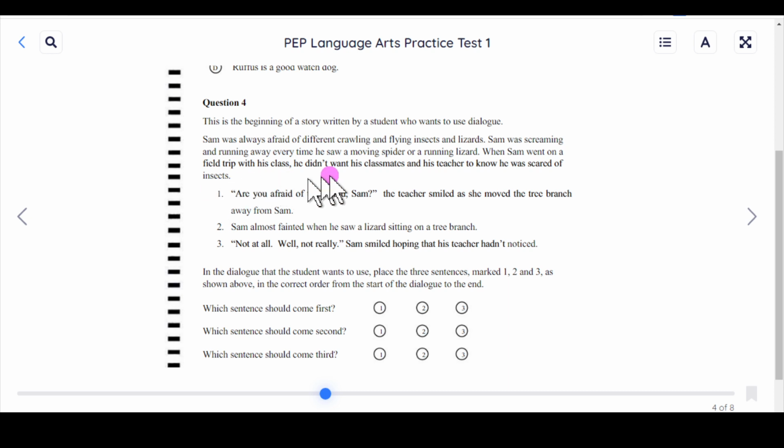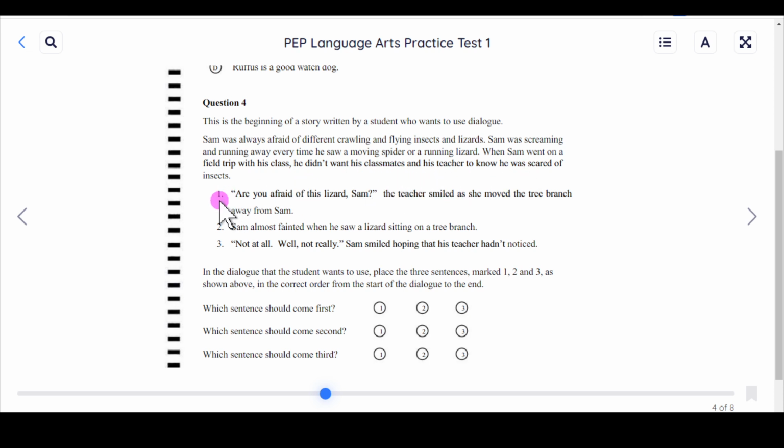All right. Let's go with this again. I'm looking this over. This is the beginning of a story. Sam was always afraid of different crawling and flying insects and lizards. Sam was screaming and running away every time he saw a moving spider or running lizard. And when Sam went on a field trip with his class, he didn't want... All right, so that's the setup.